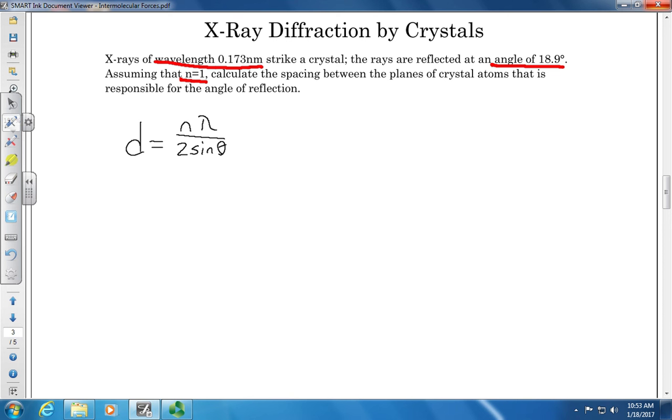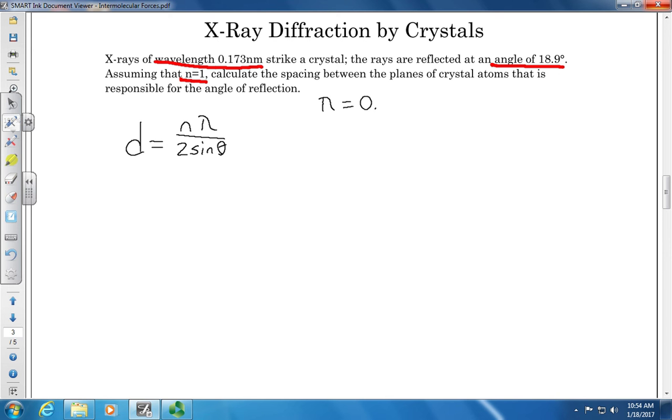The only thing we're going to have to do is, since we're asked to do this in terms of picometers, simply because it is easier to relate back to atom size and the spacing between atoms. If we do it in nanometers, we're going to have a very small number. So for the sake of convenience, let's go ahead and change our wavelength from nanometers to picometers.